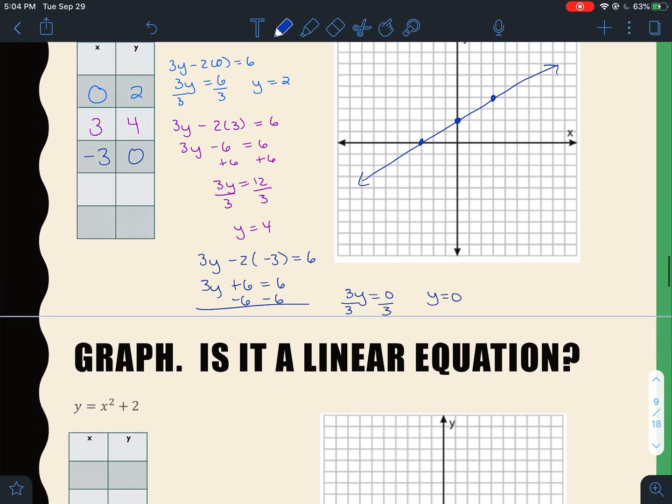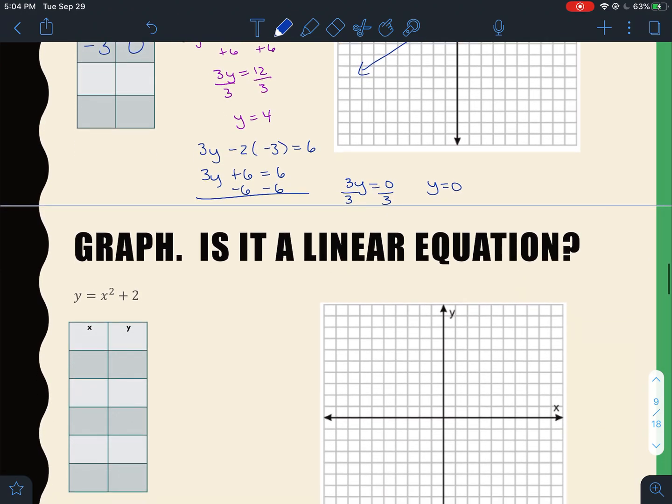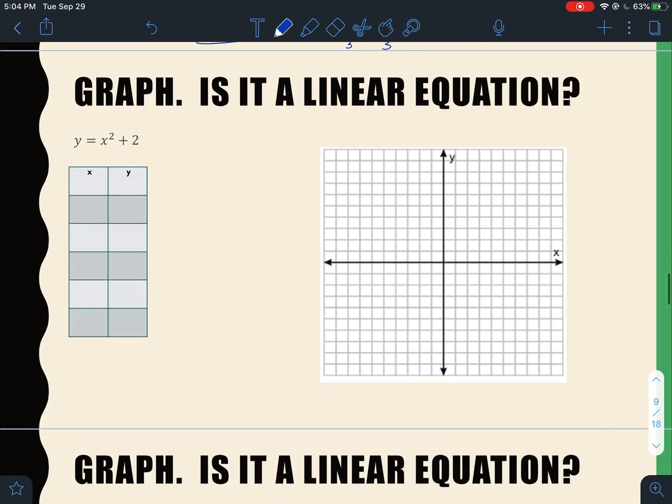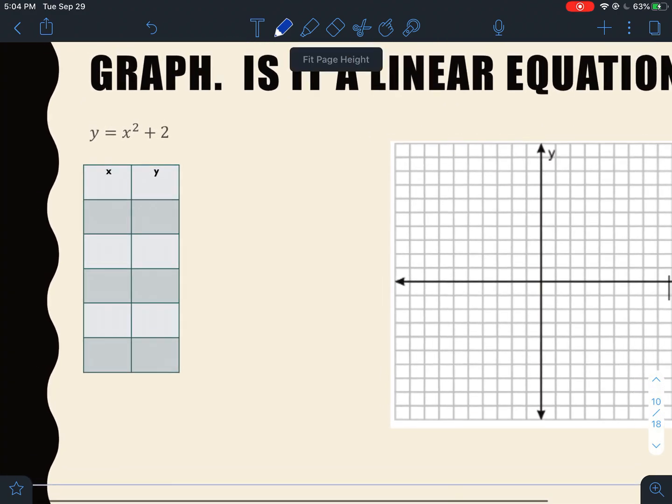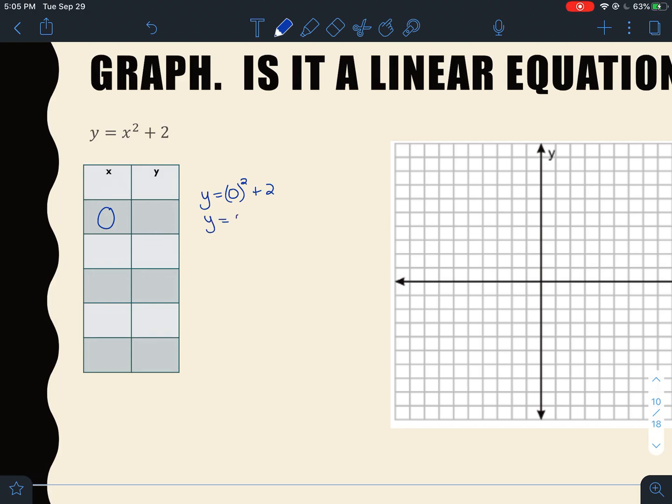All right, so let's graph and see if it's linear. So now we have y equals x squared plus 2. From our examples up above on our first slide, you should know whether or not this is going to be linear. But let's try. Again, you can graph anything by just picking x values. So if x is 0, y is going to equal 0 squared plus 2. Remember, if you substitute, you should put it in parentheses. 0 squared is 0, so 0 plus 2 is going to be 2. So I have the point 0, 2. Let's try 1. y is going to equal 1 squared plus 2, which is 3. Let's try 2. y is going to equal 2 squared plus 2, which is 6.